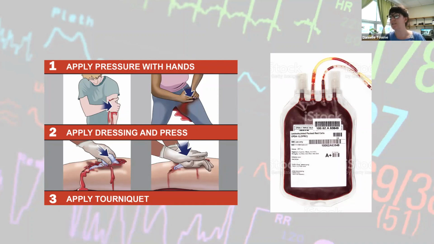So these are the things that you just want to keep in the back of your mind. How can I get this person to blood products as quickly as possible? Because we need to replenish what they've lost. And then when they come into the hospital, we need to remember that the H&H can take a little while to catch up to their actual blood loss.